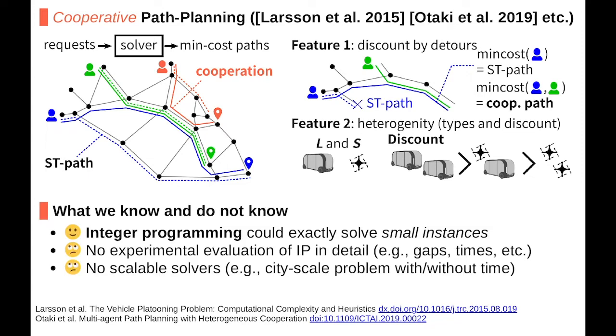For this problem class, we know that small instances can be optimally solved by modern IP solvers. However, the behavior of using IP solvers was not analyzed in detail. In addition, we have no scalable solvers, so we are now studying this problem class, and this talk presents some experimental results.